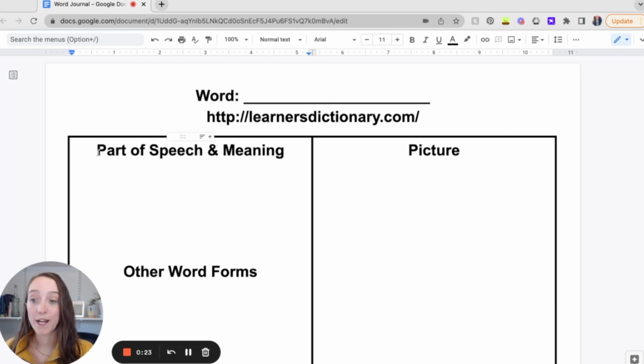Then you want to write down the part of speech and the meaning or the definition of the word. The part of speech, this means, is it a noun or an adjective or a verb? I highly recommend looking this information up using learnersdictionary.com. This website will redirect you to a dictionary specifically for English language learners like you. So highly recommend this dictionary.